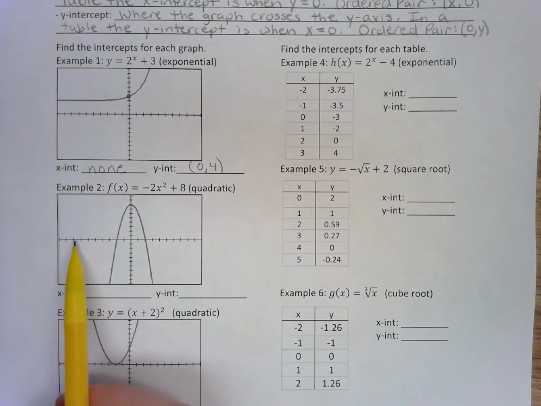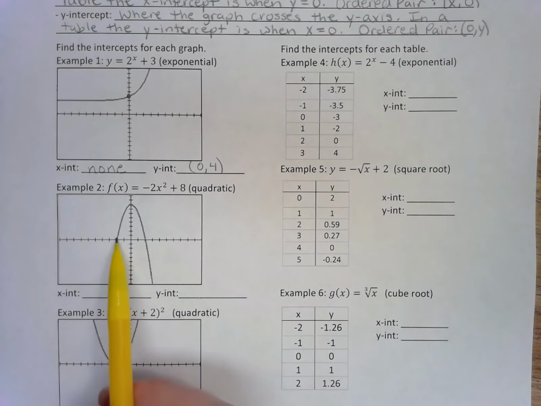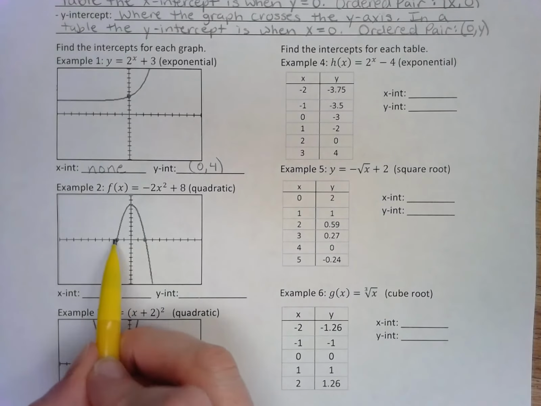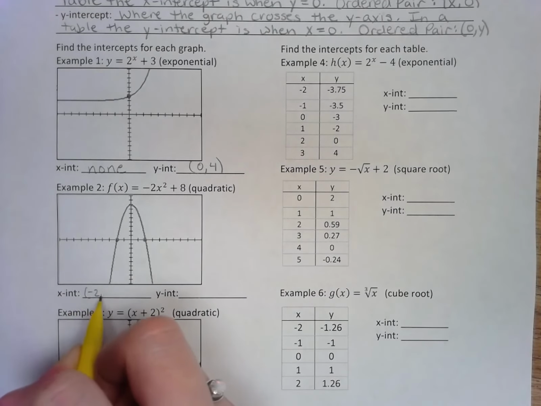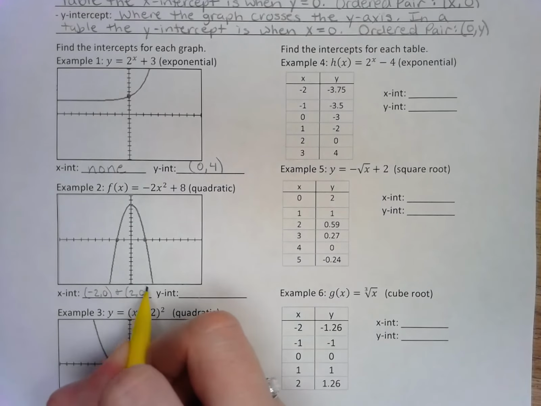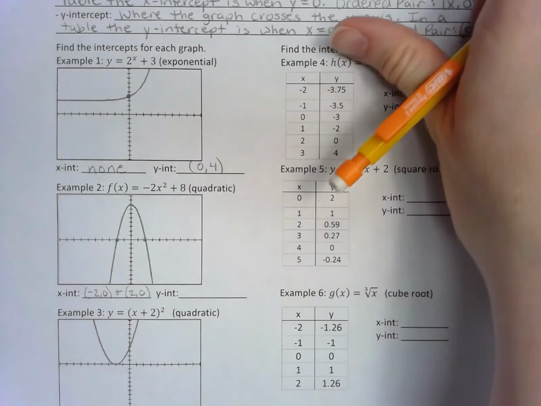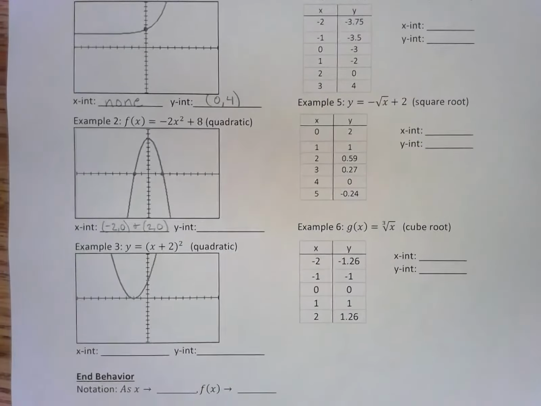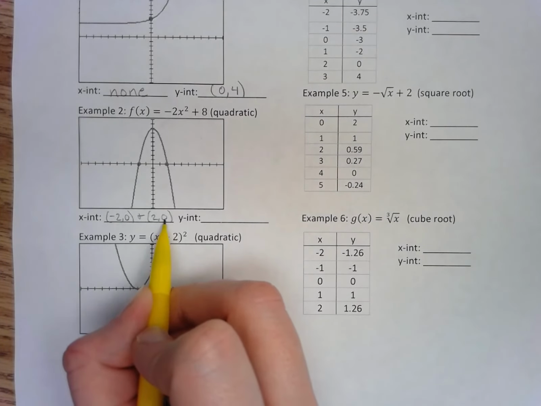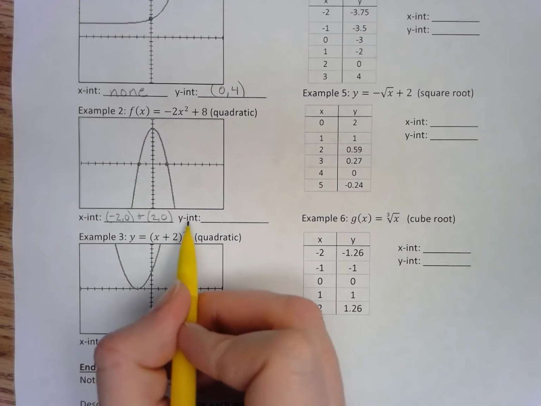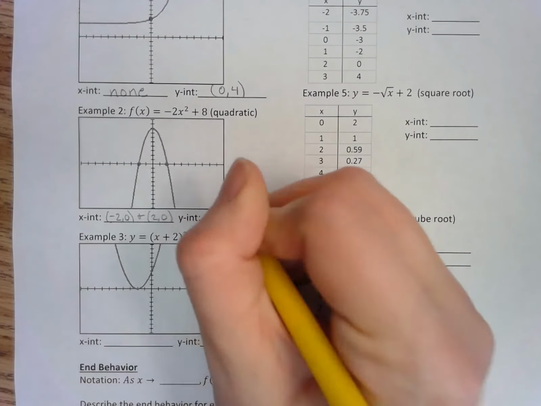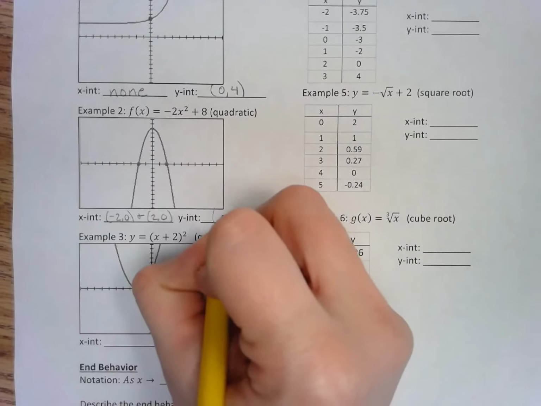Our x-intercept, because this is a quadratic, it actually crosses 2 places. So we have -2, 0, and we have +2, 0. If you have 2 points where the graph crosses the x-axis, then list both of those. Again, notice here, the x-intercept has y values that are zeros. For our y-intercept, it would be 0, 8.